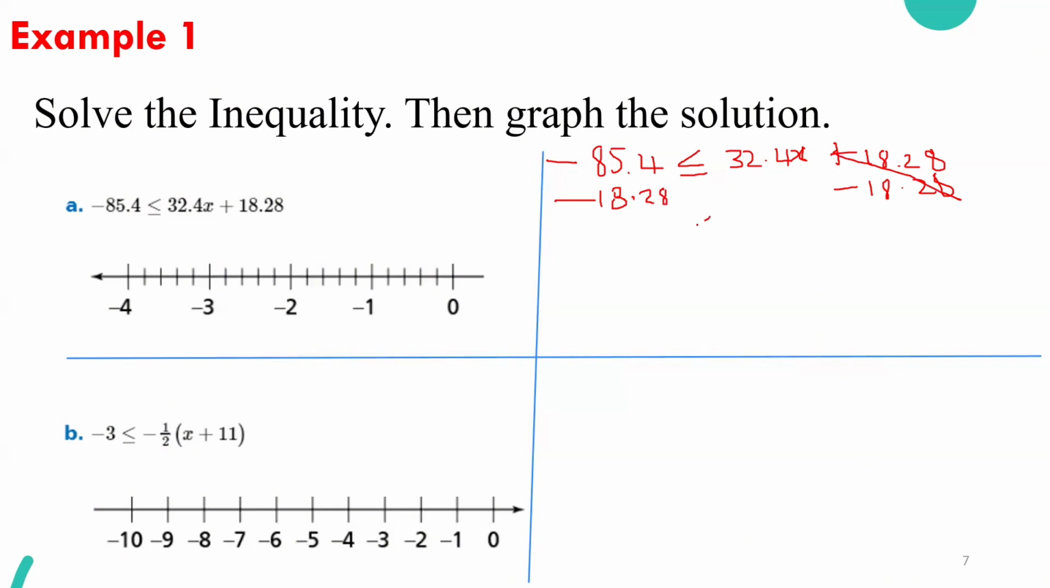This is going to be 0. So on my right hand side, I am going to have 32.4x. And on my left, I'm going to have negative 85.4 minus 18.28, which is negative 103.68. Now, I'm going to get rid of this 32.4 because I need my variable, my x, by itself. So I divide by the same number, divided by 32.4. If I do that to the right, I do the same thing to the left.